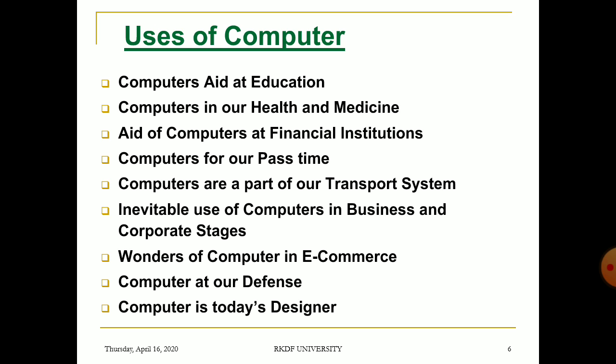Aid of computers at financial institutions. Financial institution means banks, the banking system. We know well that computers are being used by financial institutions like banks for different purposes. The foremost important thing is to store information about different accounts in a database to be available at any time, keeping the records of the cash flow, and giving the information regarding your account.